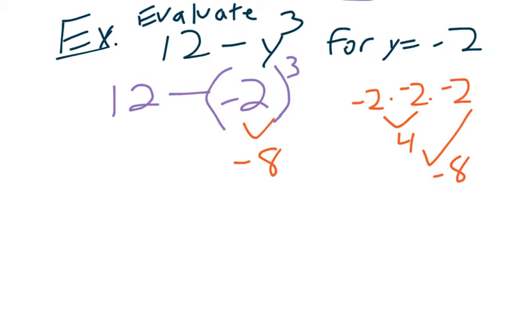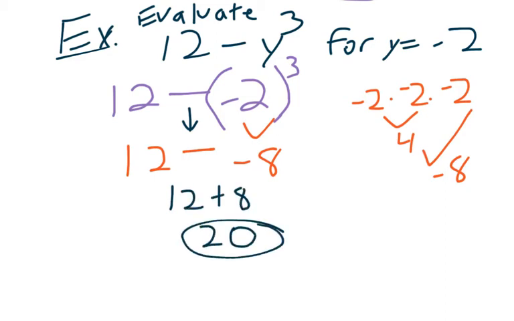But I have a minus sign as well that I'm bringing down. So I have 12 minus a -8, and 12 minus -8 is really 12 plus 8, which is 20. So be careful on those negatives. Don't rush through that. Make sure you show each of your steps.